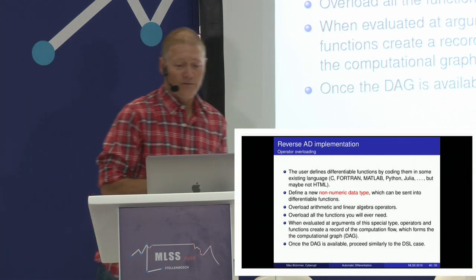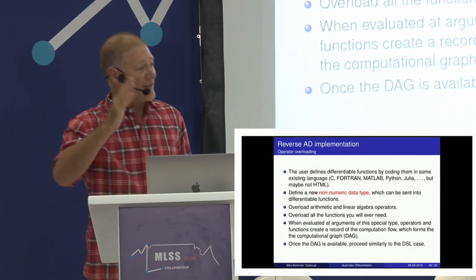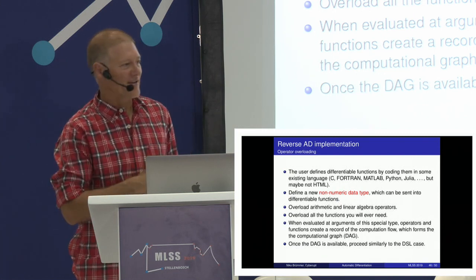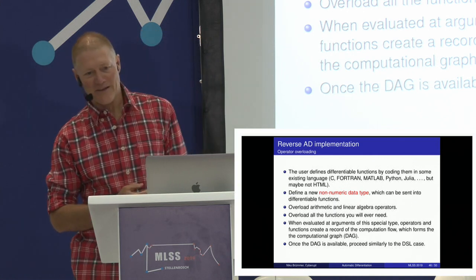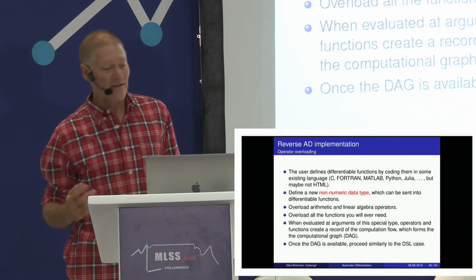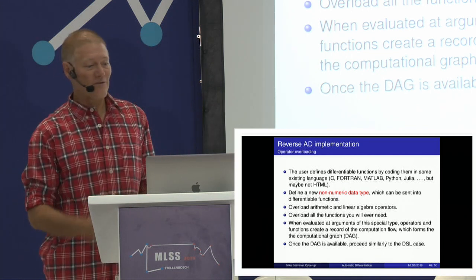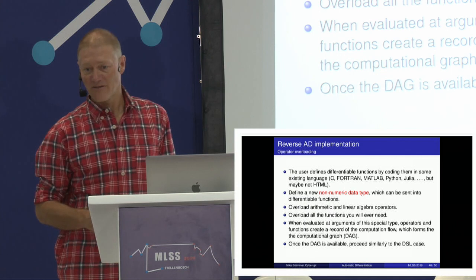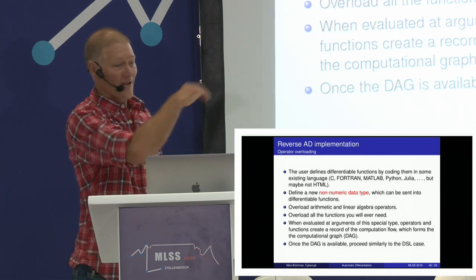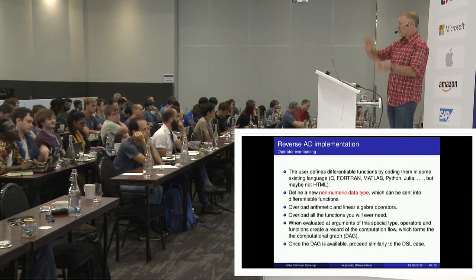And then you define a new non-numeric type, which can be sent as an argument into your differentiable function. So you need to overload once again the plus and the multiplication, all the scalar arithmetic functions, and your linear algebra and all the functions you will ever need. You need to overload them. And what happens when you send this special argument into your calculation, it actually runs the calculation in the order it would when doing the calculation, but it's just leaving a record of the calculation. So it's creating this DAG of how the calculation proceeded.